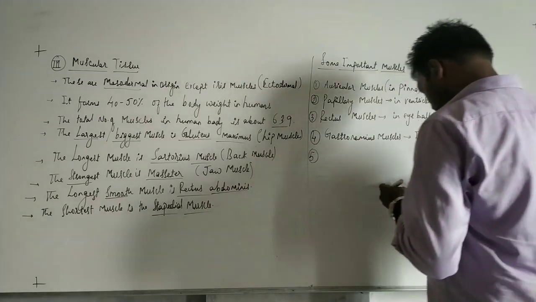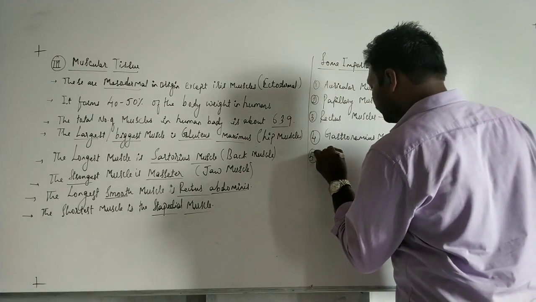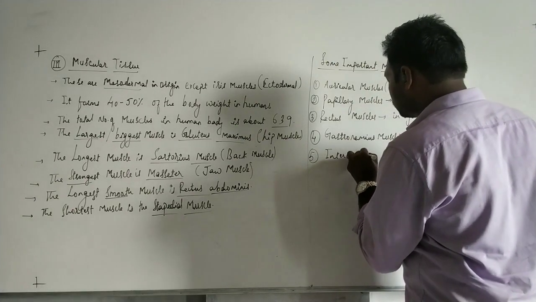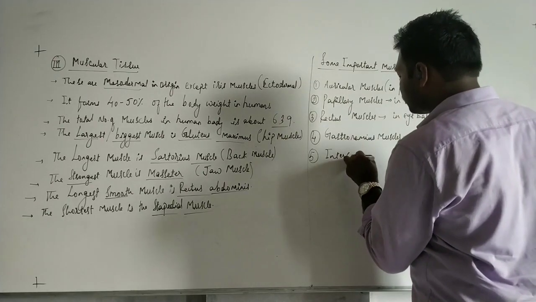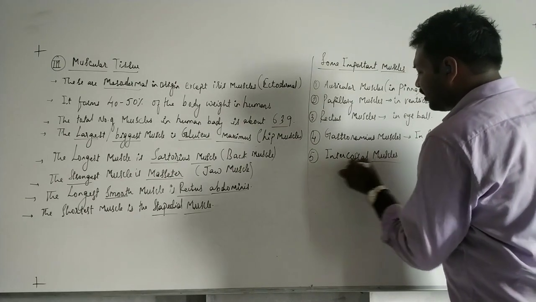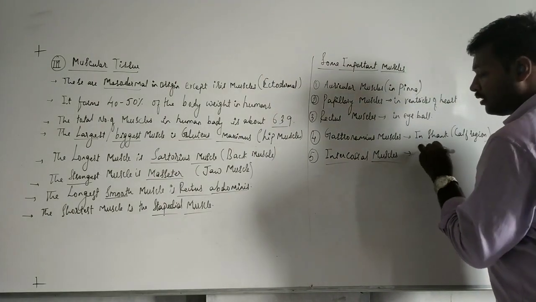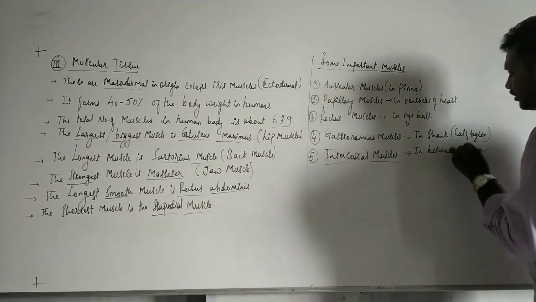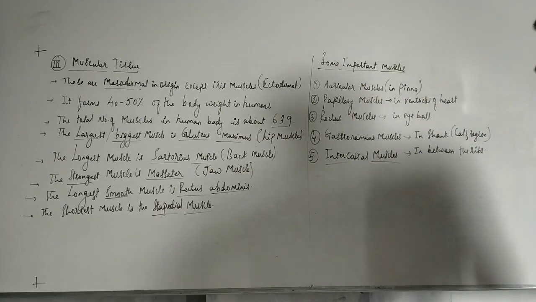Fifth number, intercostal muscles. Okay, what are intercostal muscles? They are present in between the ribs.